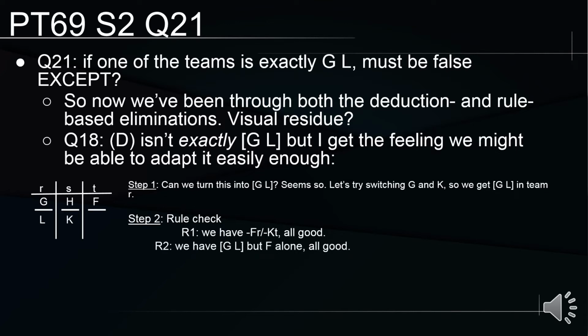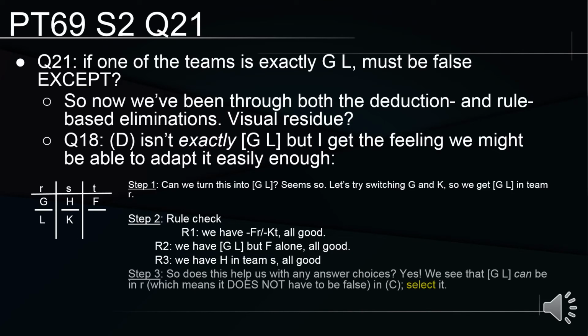Rule number 2, we have the GL block, so G and L are together on team R, but F is alone on team T, so Rule 2 has been satisfied. Rule 3, we have H in team S, as has been mandated by Rule 3 since basically the beginning of time, so we're all good there.